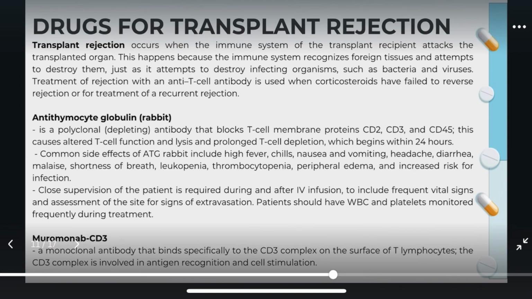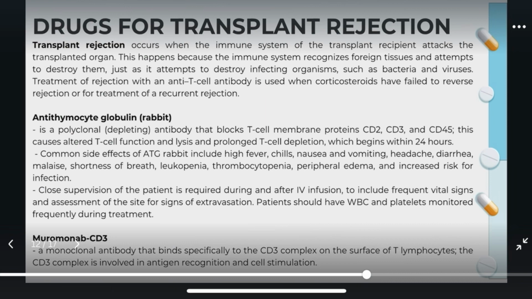So, drugs for transplant rejection. Transplant rejection occurs when the immune system of the transplant recipient attacks the transplanted organ. This happens because the immune system recognizes foreign tissues and attempts to destroy them, just as it attempts to destroy infecting organisms such as bacteria and viruses.